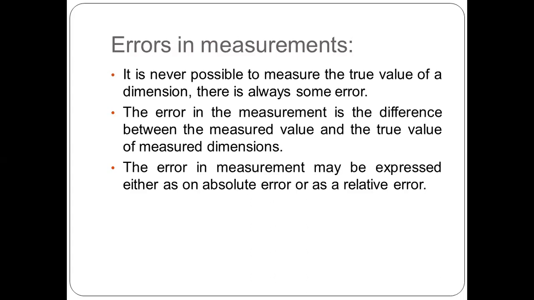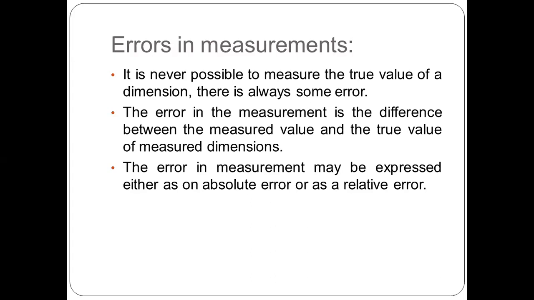Okay, so it is never possible to measure the true value of a dimension. There is always some error. The error in the measurement is the difference between the measured value and the true value. Suppose 100 is the true value and we measure 99, then the error is 1. Suppose there is a 100 mm length and you measure 99 mm, then 1 mm is the error in the measurement.